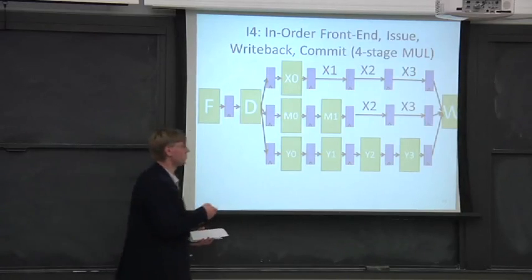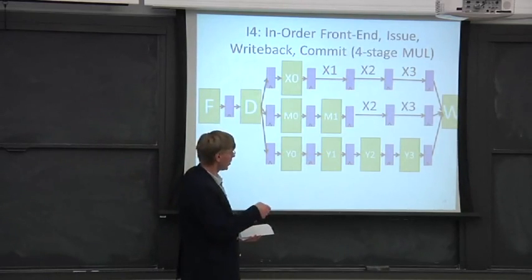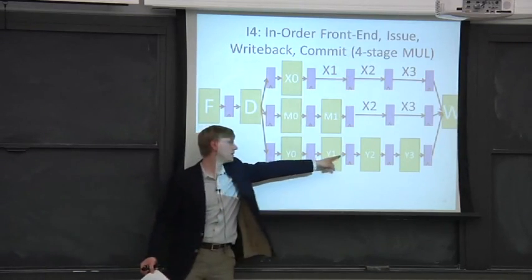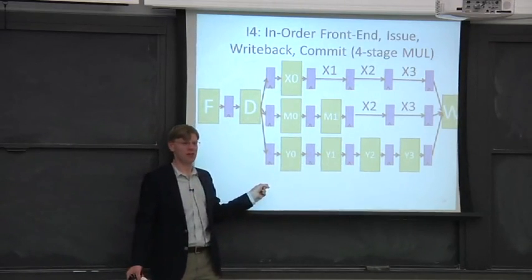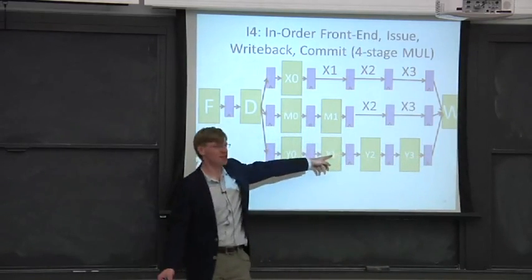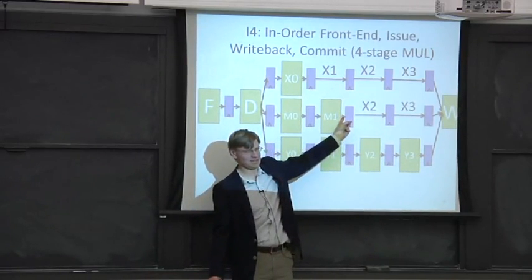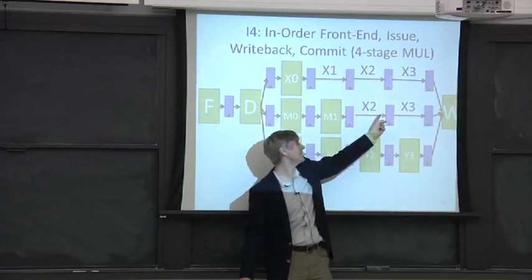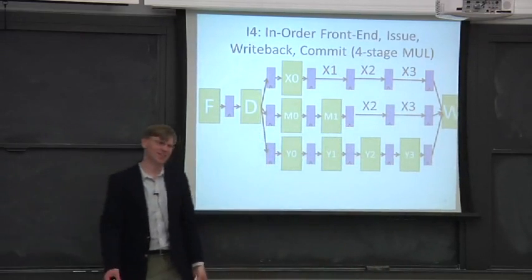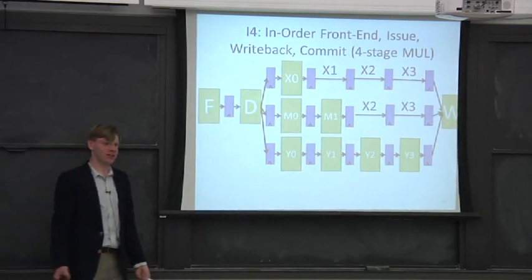But we probably still need to bypass. Can we bypass out of right here? Out of Y1, does that make any sense? So the multiply is not done till here. So it makes no sense to bypass out of there. Do we need to bypass out of here? How about here? Here. OK, a lot of bypass locations. So you can see the bypass exploding very quickly in this sort of pipeline.